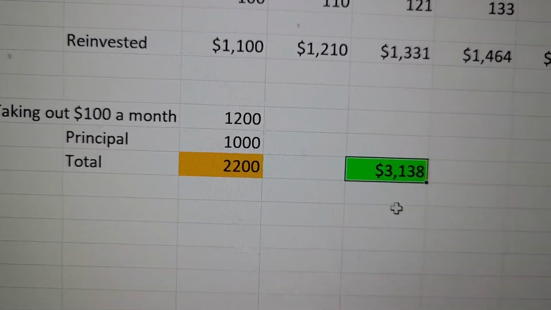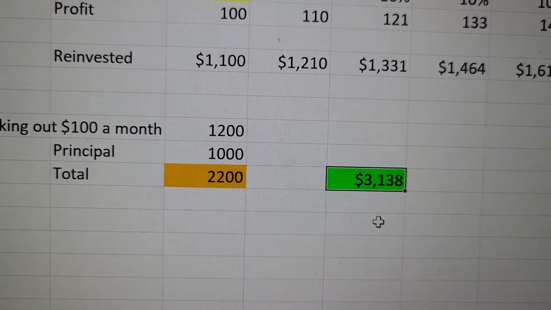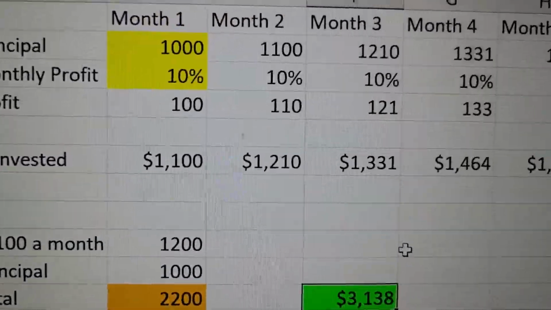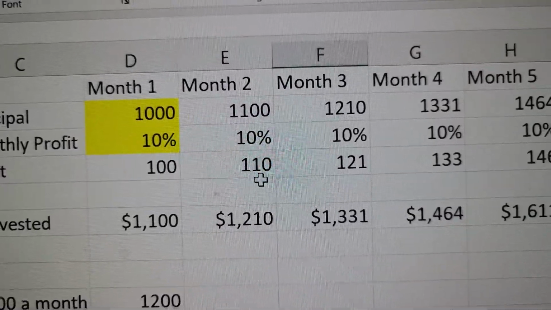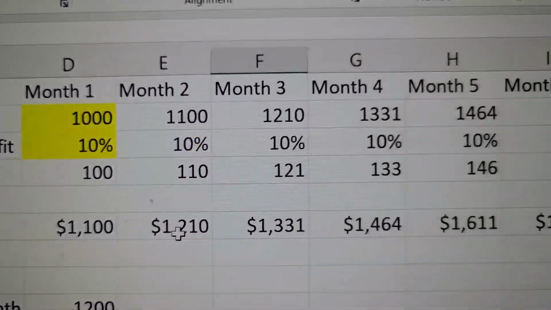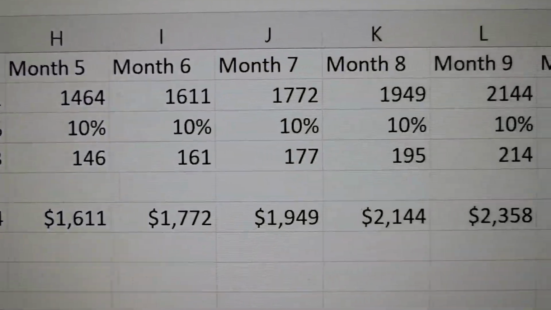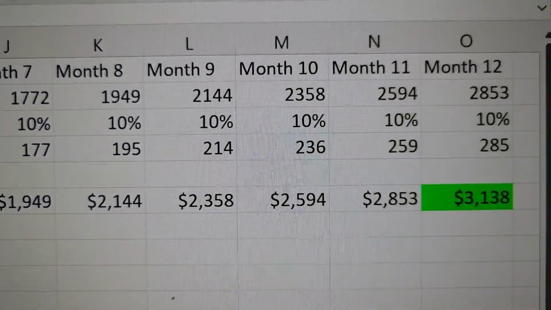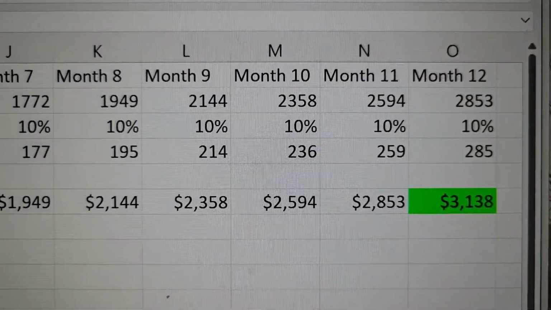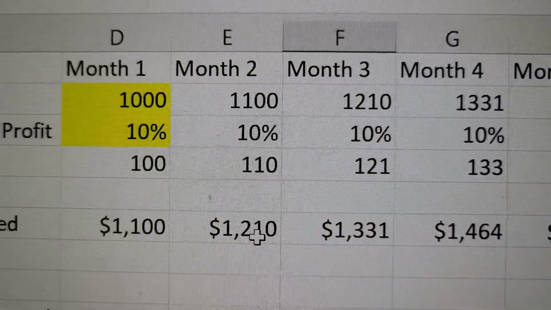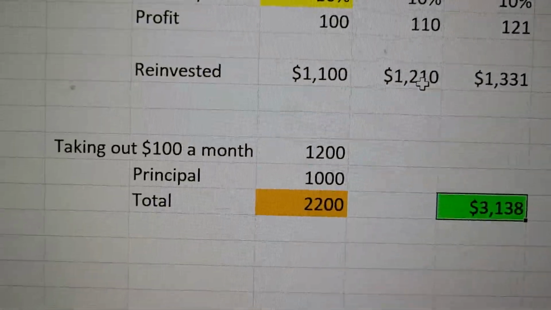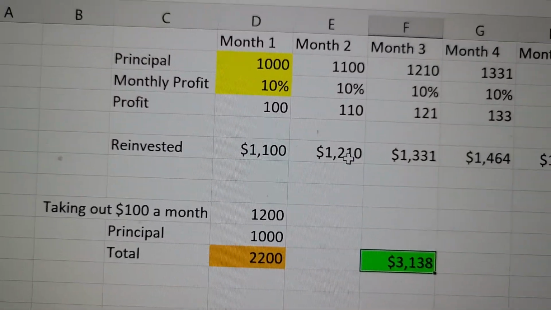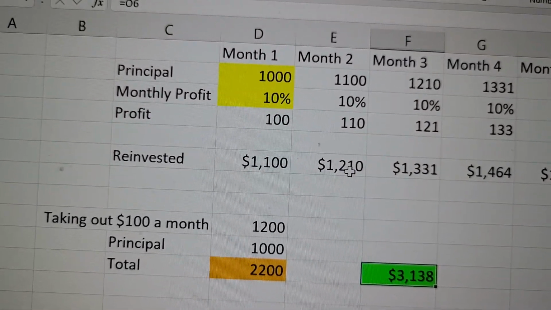Now this is where the power comes in. Now you're at 3,138. And here's all the math. Literally, 1,100, you made 110 instead of 100. Now you're at 12, and it keeps growing and growing and growing till you're at month 12, where you're making 285 at 10% versus the 100. And now you have a total of 3,138. There's your comparison. Boom.